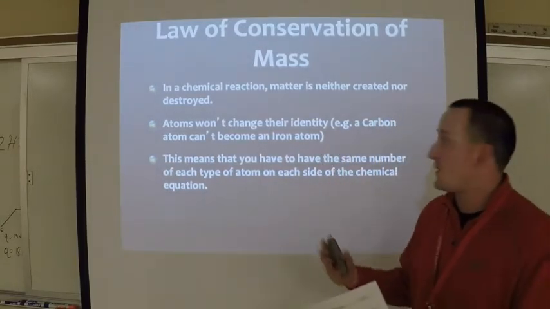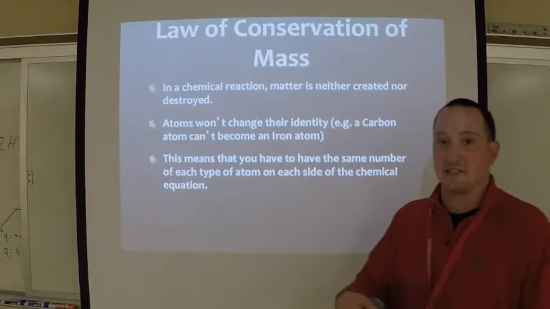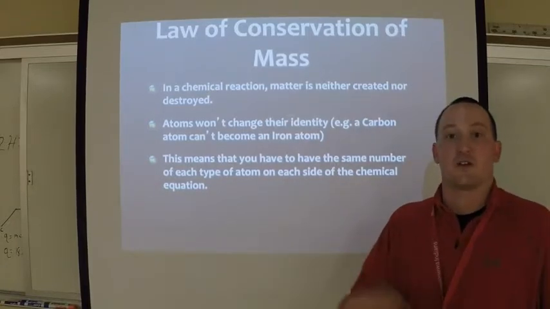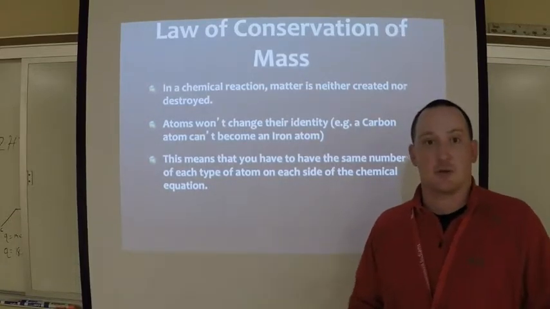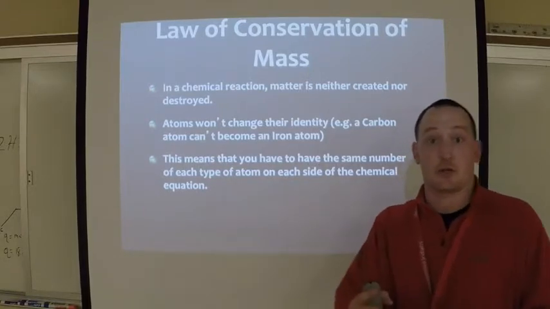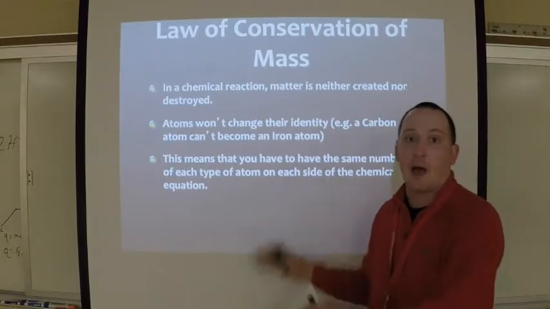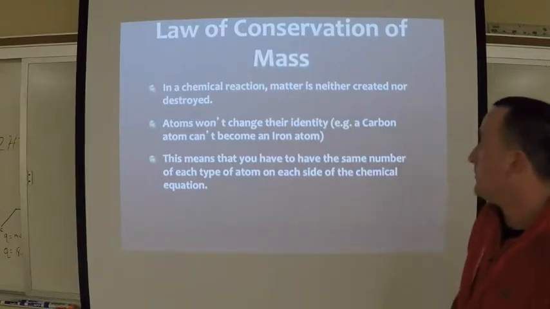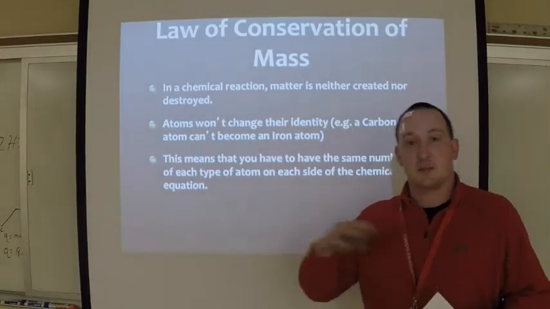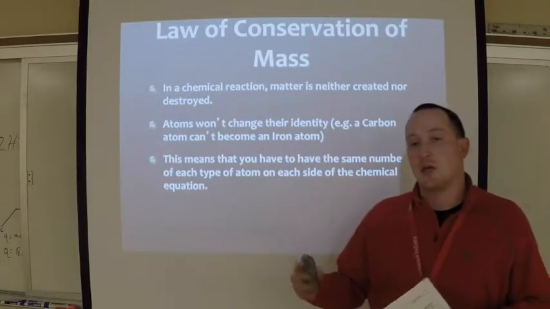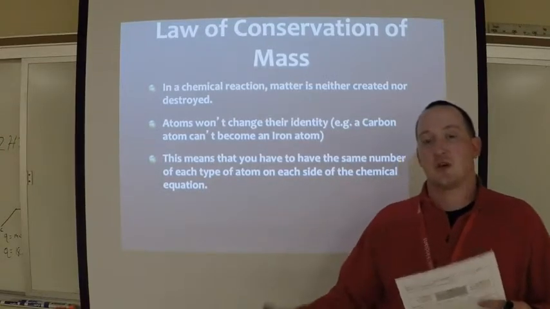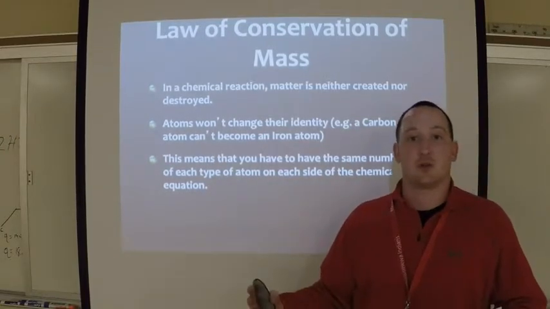Also, the law of conservation of mass means that atoms aren't going to change their identity. They're not going to change from carbon into something else, like hydrogen. The only time that happens is in nuclear decay. So that won't happen in these types of equations. So what we are going to basically be trying to do when we balance an equation is get the same number of atoms of each type on both sides of the equation.